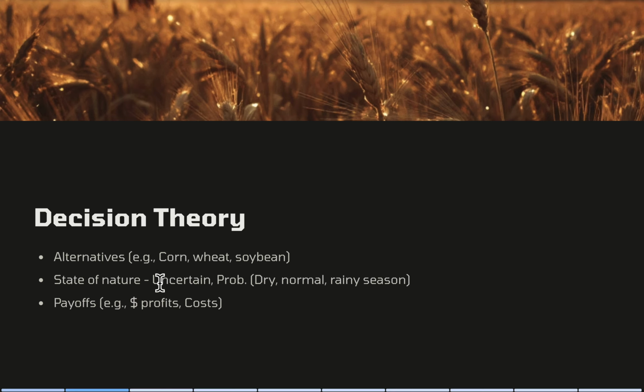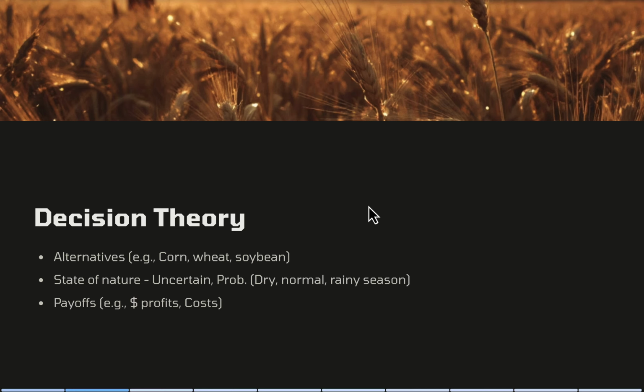The second is state of nature, which is about uncertainty and probability. This is something we don't know and it is uncertain. So for example, in farming, it could be dry season, normal season or rainy season. We don't know. Therefore, we usually assign probabilities. And the last thing is payoffs, which is usually a numerical value. It could be profit or it could be cost.